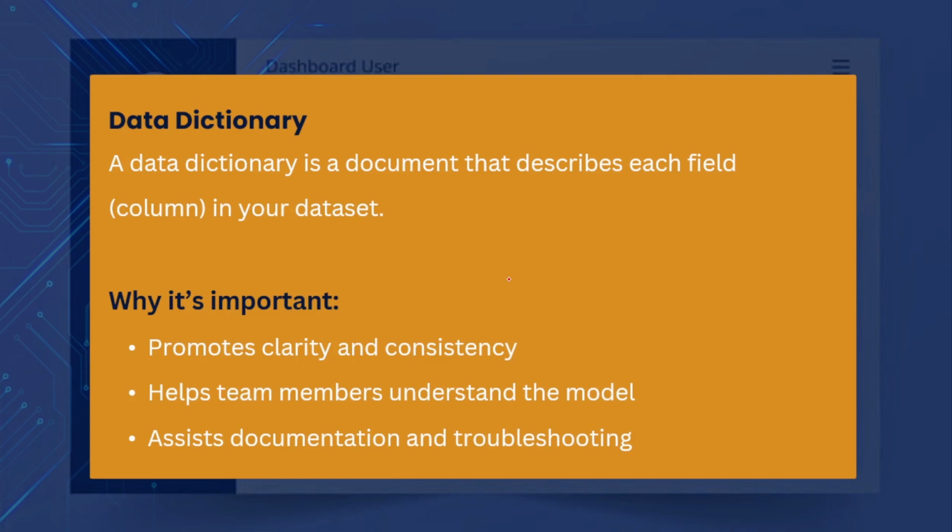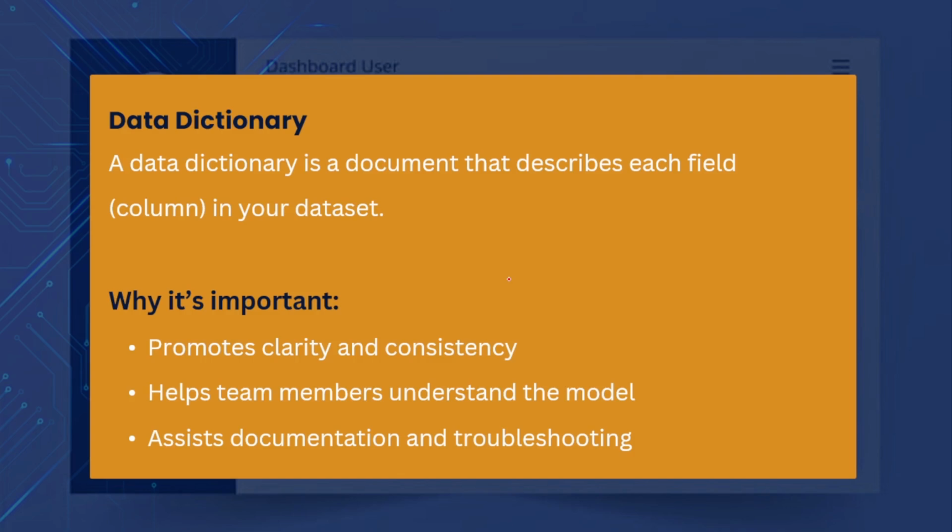Talking about data dictionary. Data dictionary is a document that describes each field or column in your data set. So what does this column mean? Name, whose name? Names of customer. What's the next column? Price of what? Price of product. So it tells you what each column really means. Sometimes you can have a data set where most of the column names are abbreviations. So that's where you go to the data dictionary to check what each column really means.